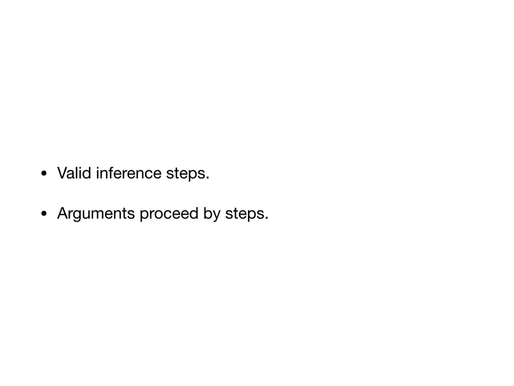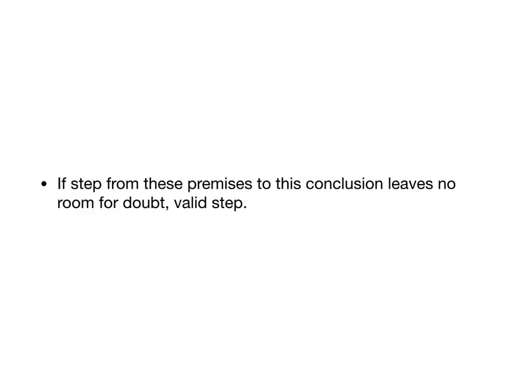We will look, especially in the next chapter, at arguments that have more than one step. And each step of an argument should be valid. Valid inference steps in an argument, you go from a couple premises, sometimes even just one premise, to a conclusion or another premise. If the steps are valid, then if these premises are true, whatever you move to after has to be true as well. If the step from these premises to this conclusion leaves no room for doubt, it's a valid step.